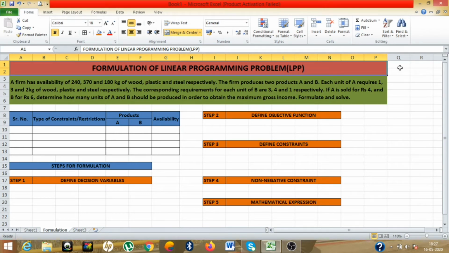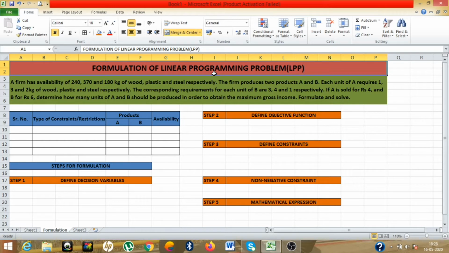Today in this video we are going to learn the formulation of linear programming problem. So first of all we must know what is meant by formulation. Formulation is the conversion of verbal description into certain mathematical expression. In simple words we can say formulation is the process of making formula. So here a word comes: linear programming problem.